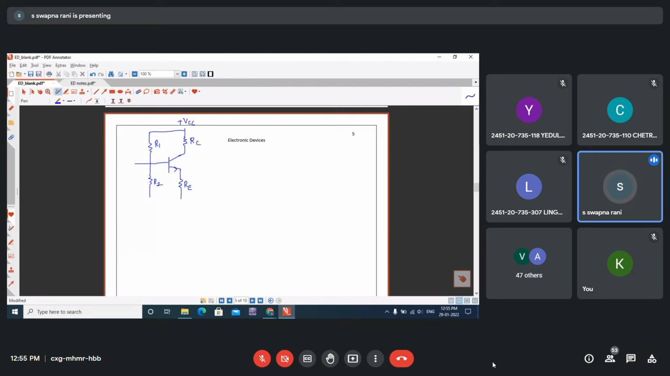But the disadvantage of RE is that RE introduces negative feedback, and because of the negative feedback, some amount of the amplified signal will be lost. So to avoid the loss of AC signal, we are going to connect a bypass capacitor CB. So this is the output. This is one more coupling capacitor we will use. There is another coupling capacitor.